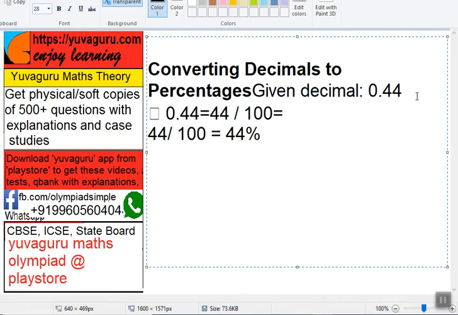Shift the point from 3, so it becomes 3 upon 10, right? Now convert it to 100, so multiply both sides by 10, so 30 upon 100, so then it becomes 30%.